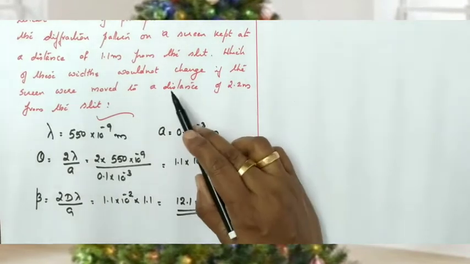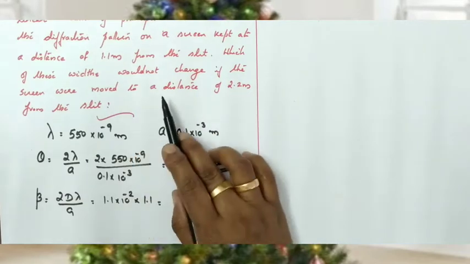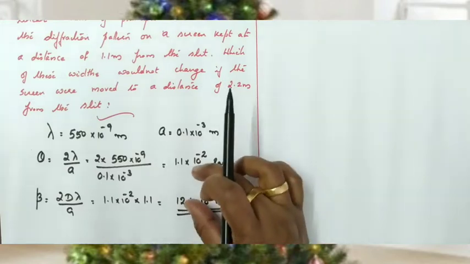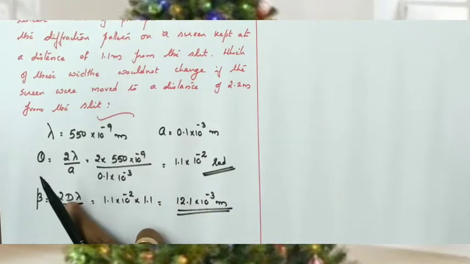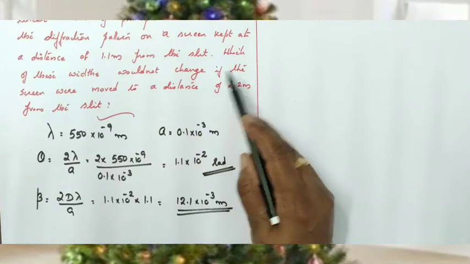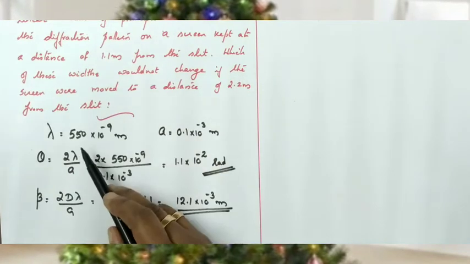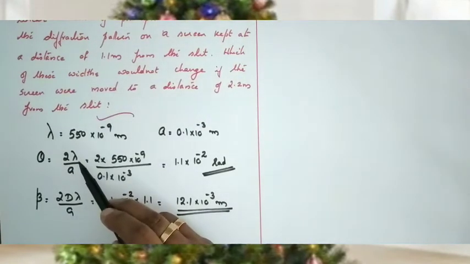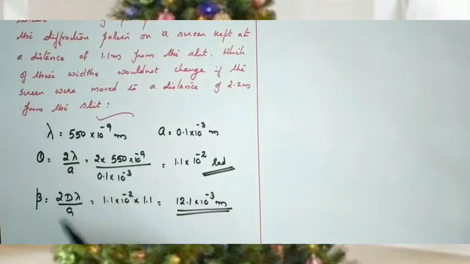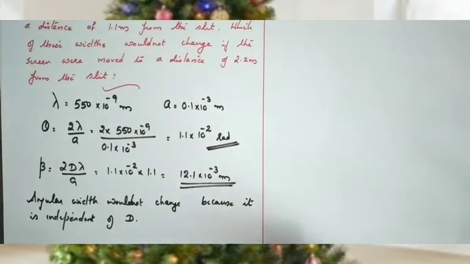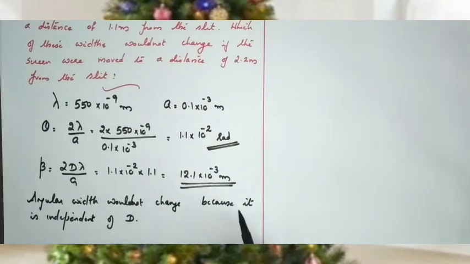Now, which of these widths would not change if the screen were moved to a distance of 2.2 meter from the slit? If the screen is moved, it means capital D increases to 2.2. Which of these widths would not change? Angular width would not change, because angular width does not depend on capital D. But what happens to linear width? It will change. So, the answer: angular width would not change because it is independent of capital D.